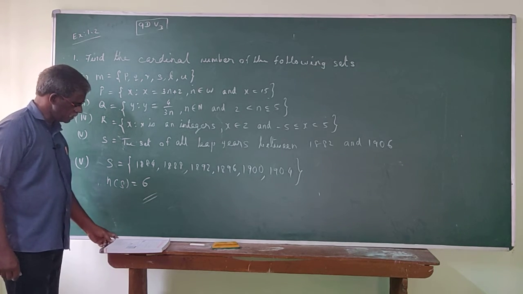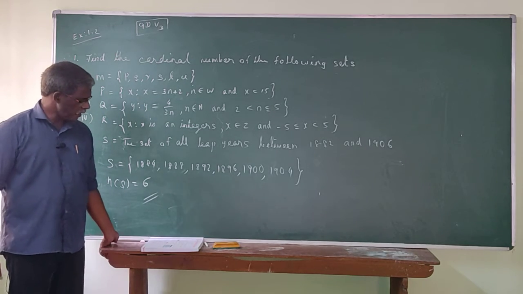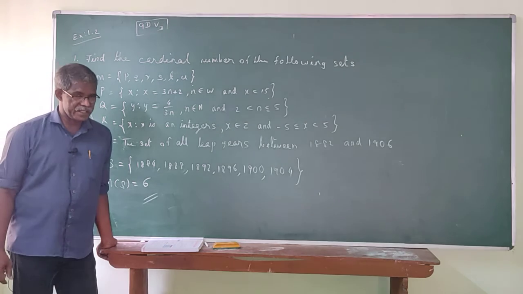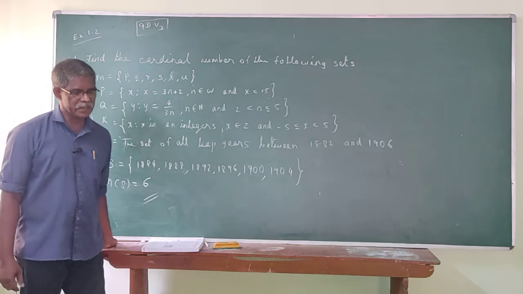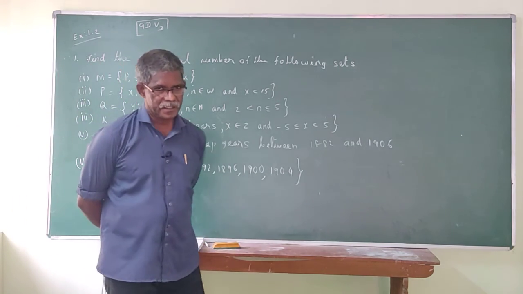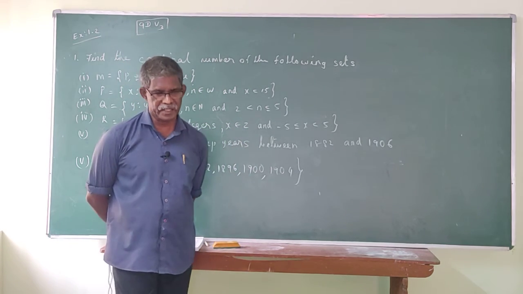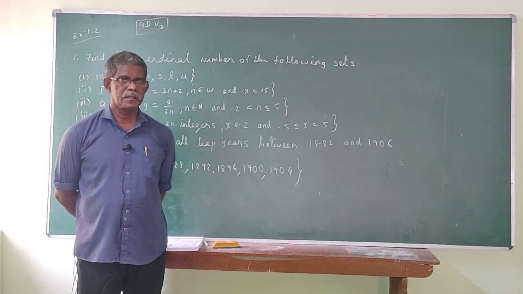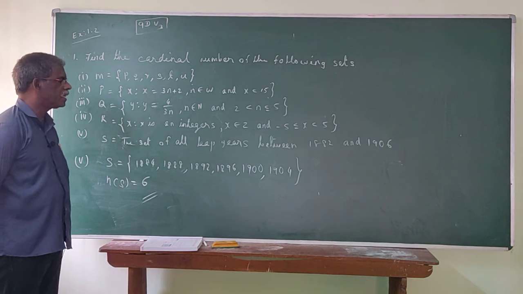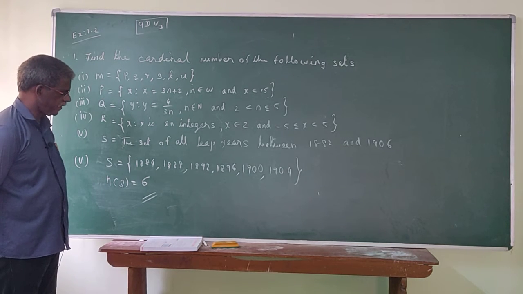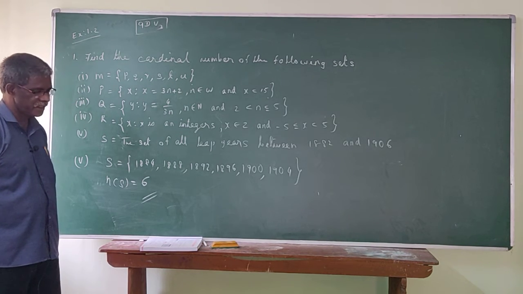Then the second question, a very easy question. You have to identify the following sets as finite or infinite. So what is the meaning of finite? What is the meaning of infinite? If the number of elements is countable, that set is called a finite set. If the number of elements is not countable, it is an infinite set. So a not countable set is an infinite set. We have to identify the following sets as finite or infinite.